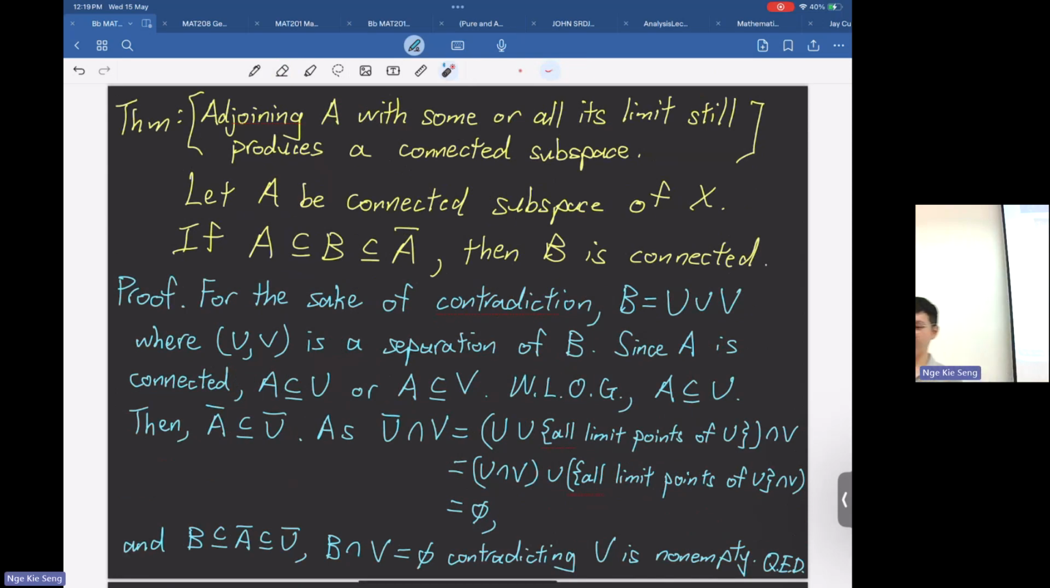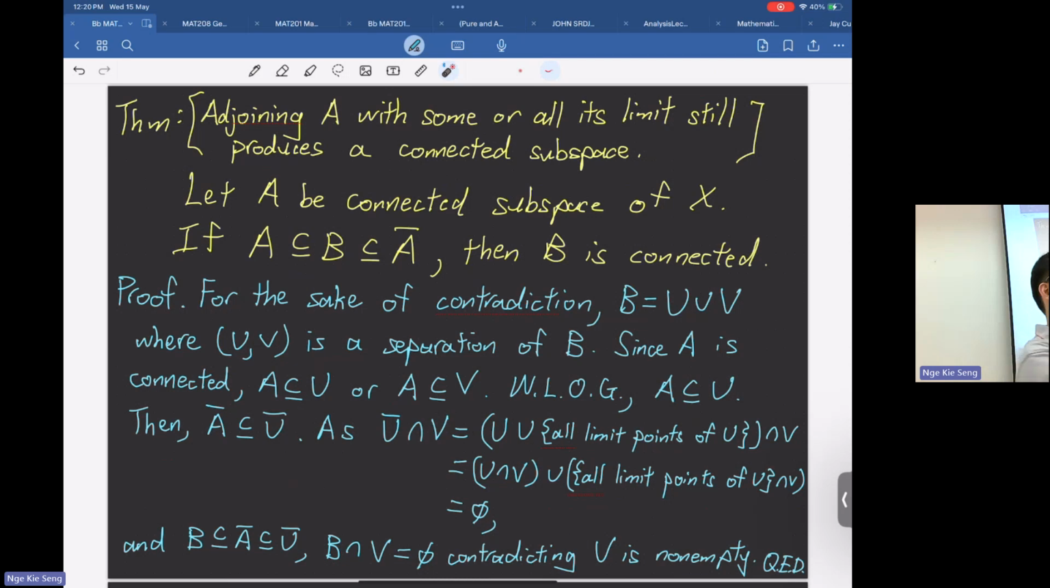So this theorem says that if A is connected, and if you consider B as a superset of A and a subset of A closure, then B is connected. So what does this mean? This means that you potentially have more things than A, but the things that you add in are actually the limit points, right? Because everything in A is already in B.